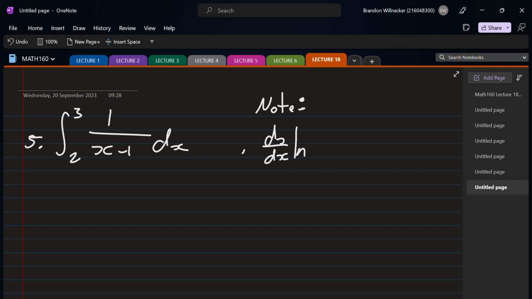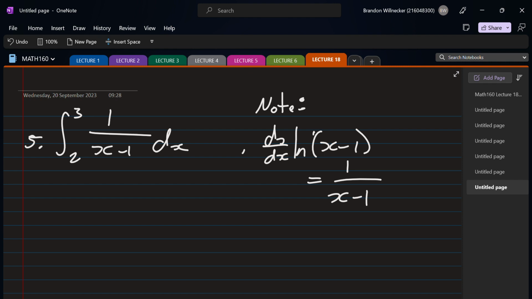D by dx of the natural log of x minus 1 is going to be 1 over x minus 1. So we can add any constant, and if we take the derivative of the natural log, that term in the brackets just goes to the bottom. The only time we don't get that is if we have to then do the chain rule. So if it's like the natural log of x minus x squared, for example, then we would have 1 over x minus x squared, but then we would have to do the chain rule, and that messes it up.